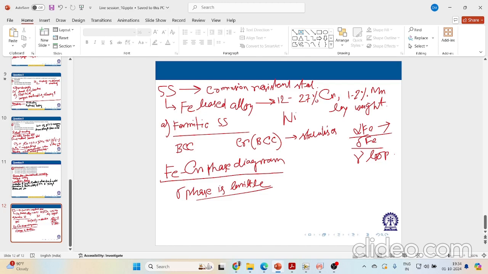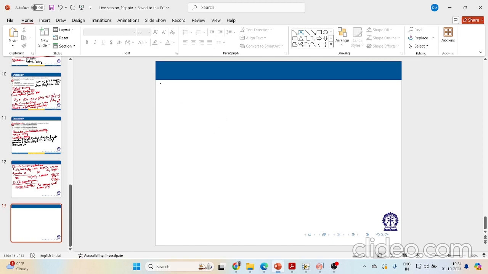Okay, so to avoid forming an excessive amount of sigma phase, the maximum chromium content of ferritic SS is generally kept below 27%. So chromium content is kept below 27%, right? And then you have your martensitic grades.